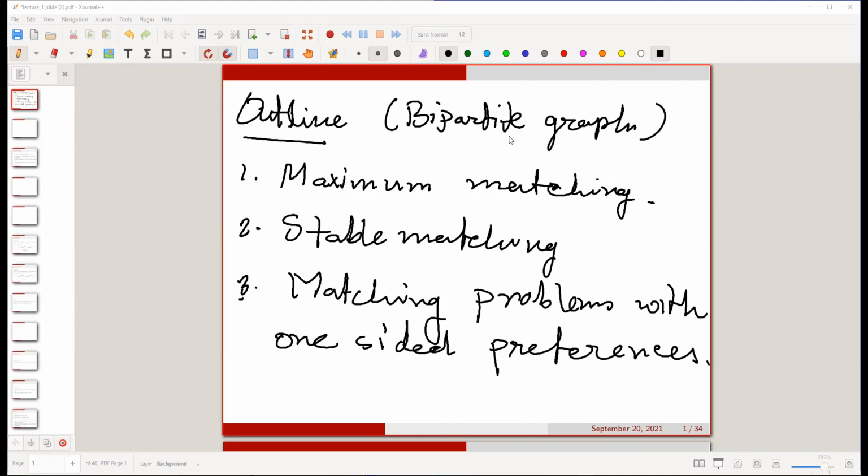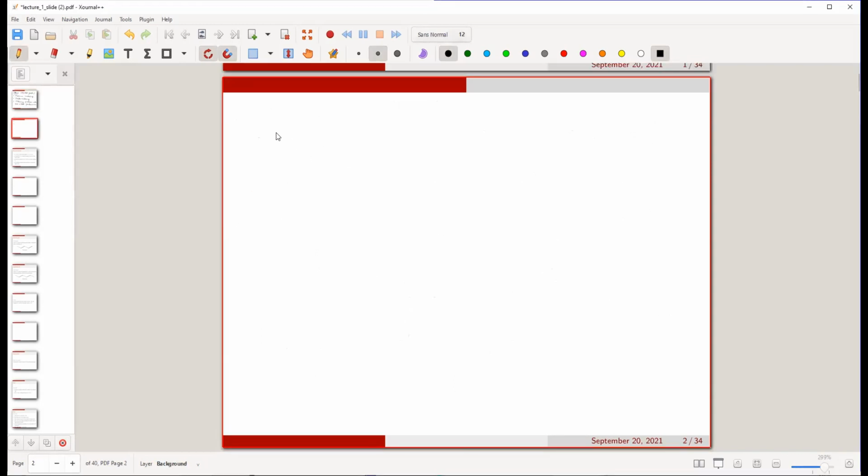Okay, I think so. We can think about it later, I guess. So first, we are going to start with maximum matching. We are talking about bipartite graphs. So what is a bipartite graph? In a bipartite graph, we call it G, the vertex set is partitioned into two disjoint sets A and B, such that A is an independent set and B is an independent set, and the edges are only between A and B.